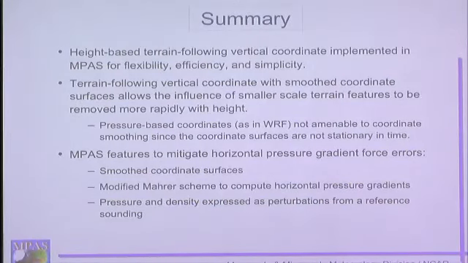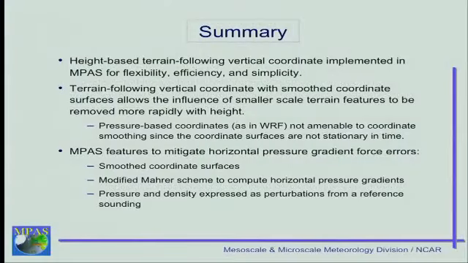Anyway, we have decided to go with a height-based coordinate because of the flexibility, efficiency, and simplicity of the coordinate. Using the smooth coordinate allows us to remove the influence of smaller scale terrain features selectively more rapidly than the larger scale features. This is something we can't really do with pressure-based coordinates like we have in WRF, because those coordinate surfaces are not stationary in time.